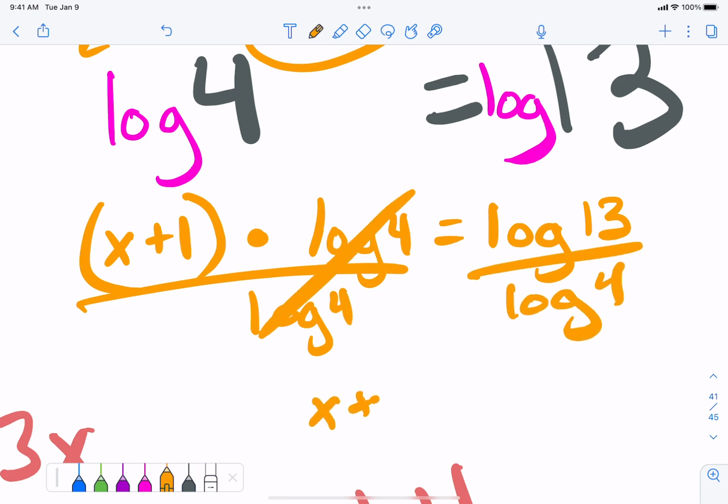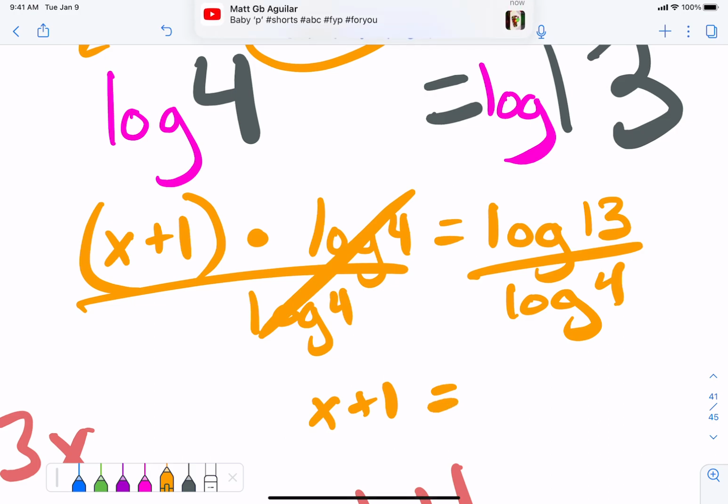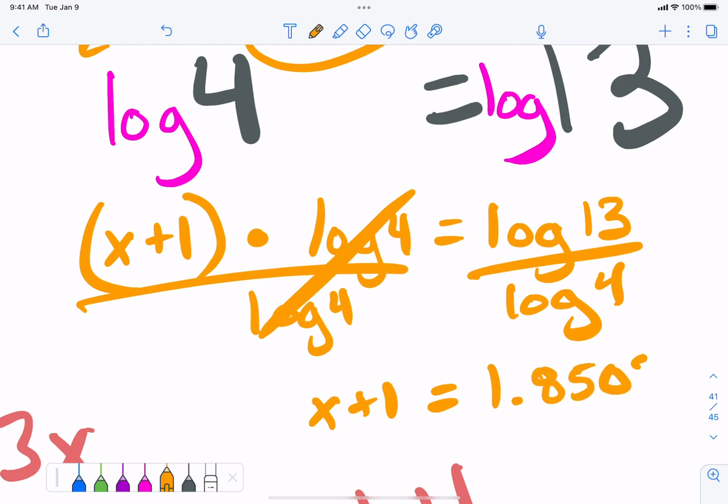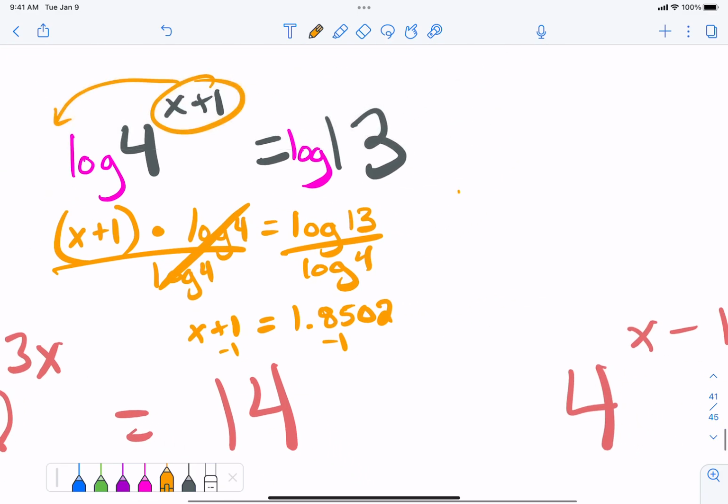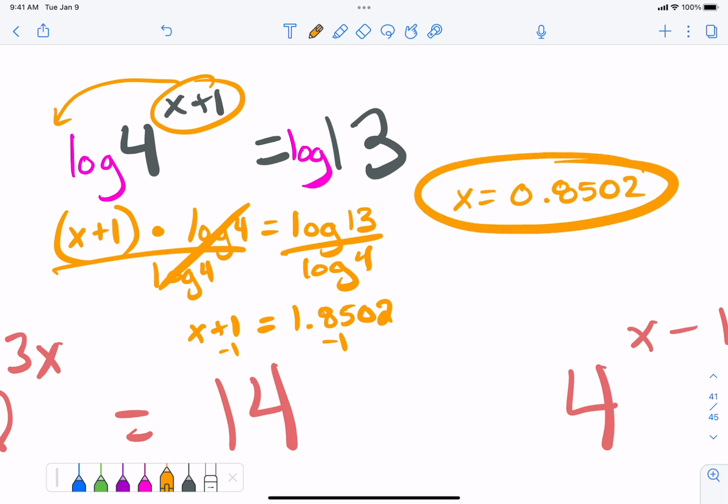So x plus 1 equals, that's a big ugly decimal number. What's log 13 divided by log 4? 1.8502. That sounds about right, okay? And then minus 1. x equals 0.8502.